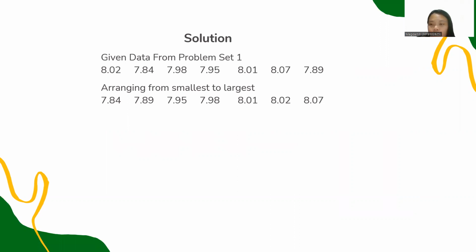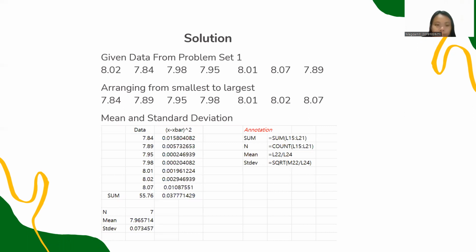For the Grubbs method, the first thing that we need to do is to obtain the mean and standard deviation of our data set. For the mean, we can obtain it by getting the sum of all the data set and dividing it by the number of data points. So our mean is 7.9655714.